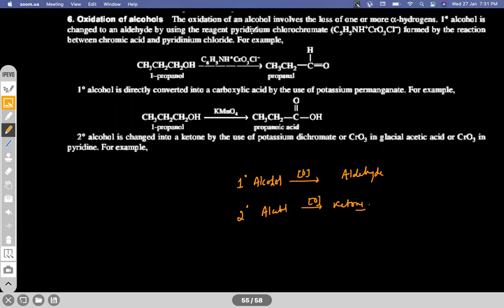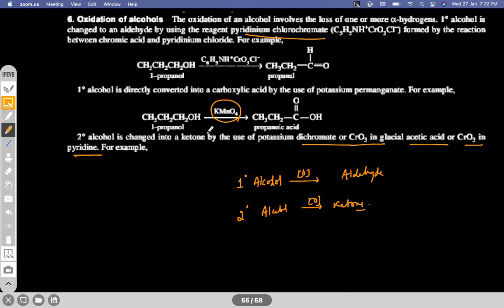Here we are taking PCC, pyridinium chlorochromate. PCC converts 1 degree alcohol into aldehyde. 1 degree alcohol is converted into carboxylic acid by the use of potassium permanganate, KMnO4, a very strong oxidizing agent. Basically it is an intermediate: first aldehyde and then acid. If the agent is very strong, the reaction won't stop at aldehyde. It converts aldehyde further into an acid. 2 degree alcohol is changed into a ketone by the use of potassium dichromate, or CrO3 in acetic acid, or CrO3 in pyridine.